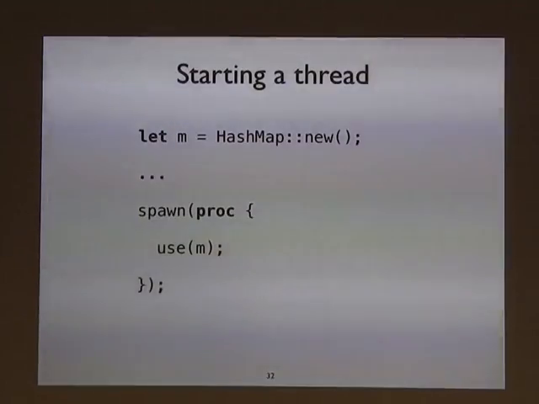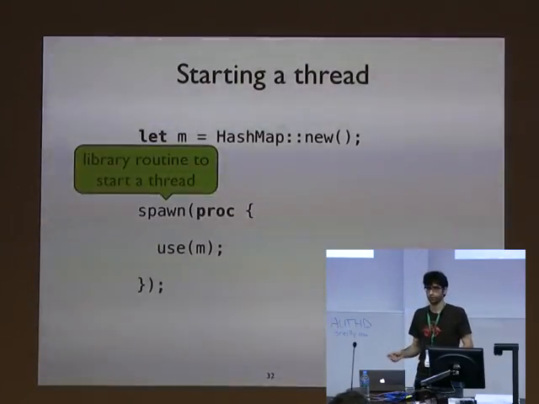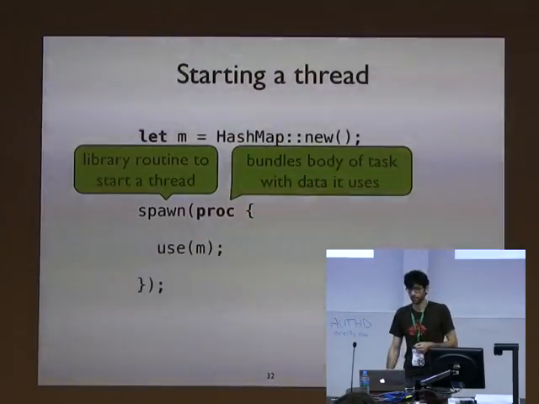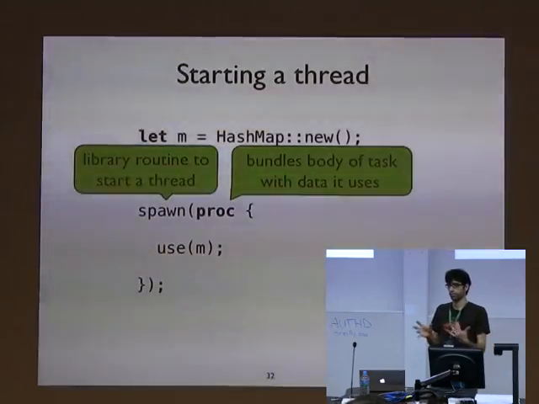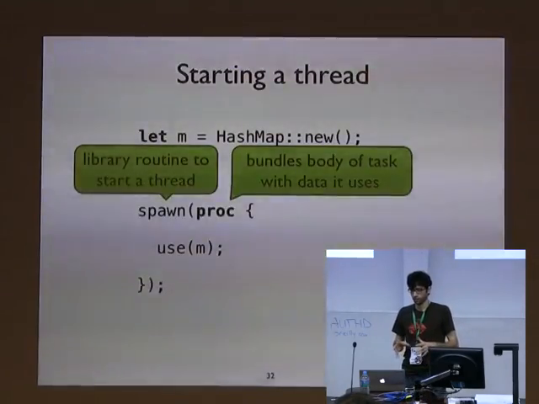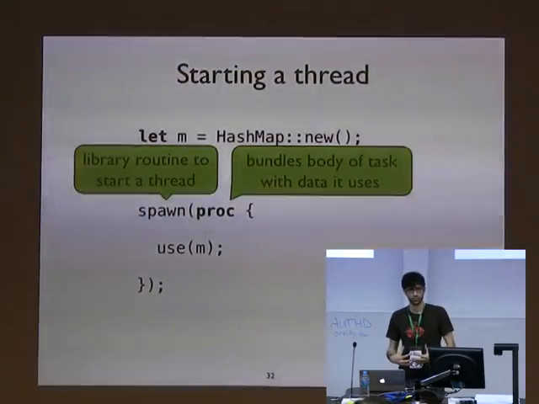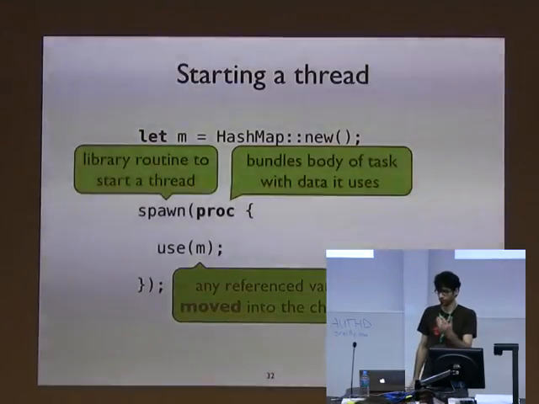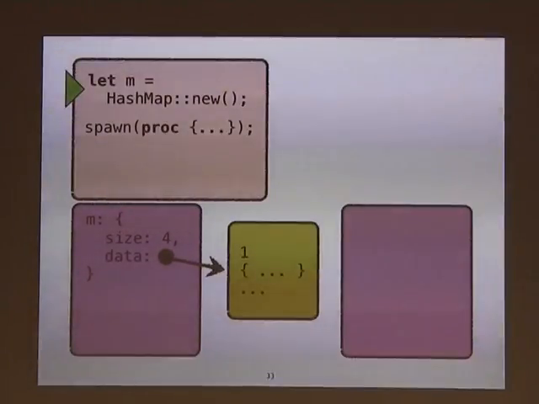This is the code to start a thread. It starts by creating a hash map, and then it calls spawn. And what's spawn? That's a little library routine that starts a new thread. It takes as argument this thing called a procedure. If you know what a closure is, a procedure is kind of like a closure. It's a function body bundled together with all the data that that function is going to use. The difference between a standard closure and a procedure is that a procedure really owns that data. So nobody else has it. Right? So basically it looks through, finds the local variables that appear inside this procedure body, and it moves them into the child thread. So let's do my favorite graph here.